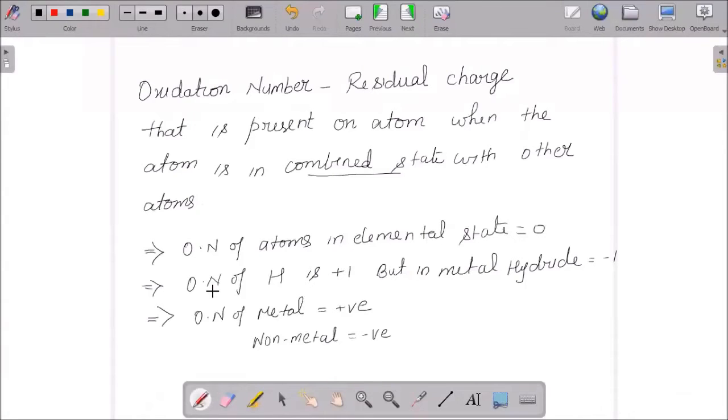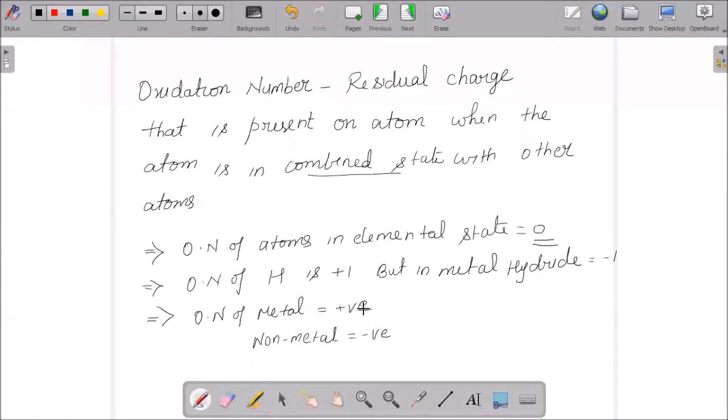So the first rule is for hydrogen. Second, the oxidation number of an atom in elemental state is equal to 0. These are all the things we should remember and understand. So when we say oxidation number of atoms in elemental state, we should immediately understand that for any element, the oxidation number should automatically be taken to be 0.